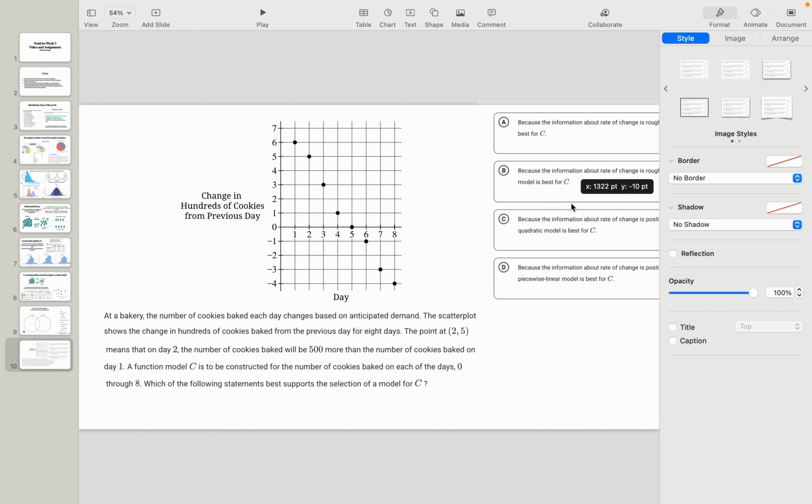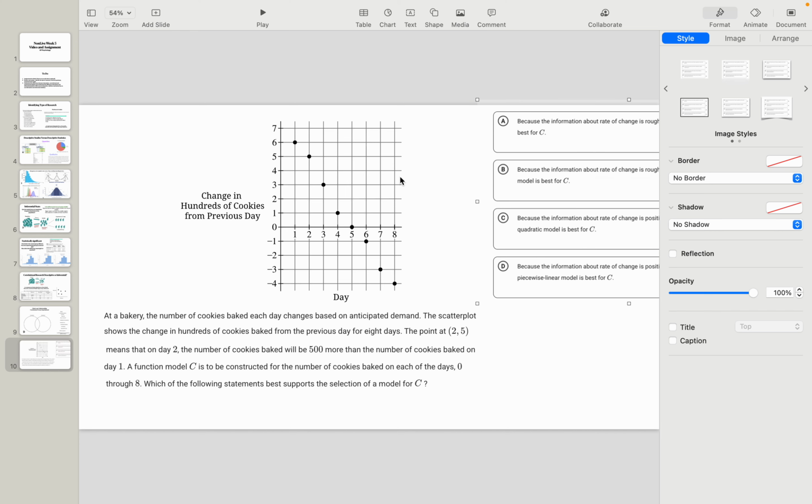Looking at this question here, it's a tricky one because when we first glance at this scatter plot, we see a straight line, and that's going to be a distractor in this case, because we really need to read what's on the y-axis. The y-axis is change in hundreds of cookies from previous day, and here's the number of days: day 1, 2, 3, 4, 5, 6, 7, 8.